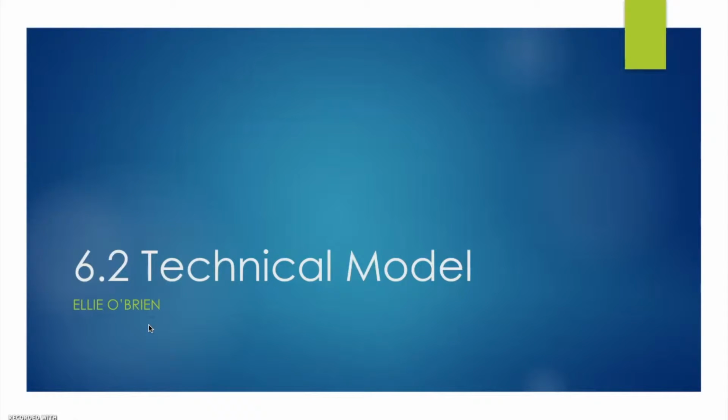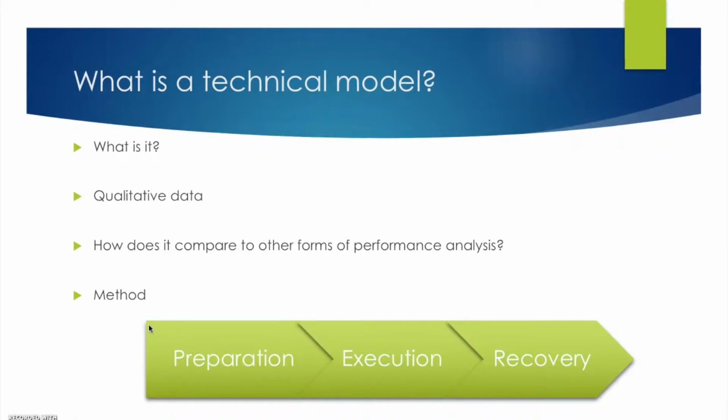This is 6.2 Technical Model. Technical models are used to analyse technical performance. It involves breaking down a skill or technique in order to highlight any points at which they are going wrong and how they can correct this.